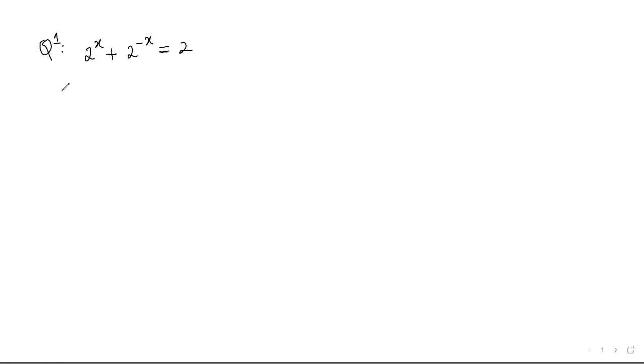Now, solution, we have 2 to the x plus 2 to the negative x. Remember from your laws of indices, when I have a to the negative n, it's the same as 1 over a to the n. So that becomes 1 over 2 to the x, equal to 2. All right, so that is it.